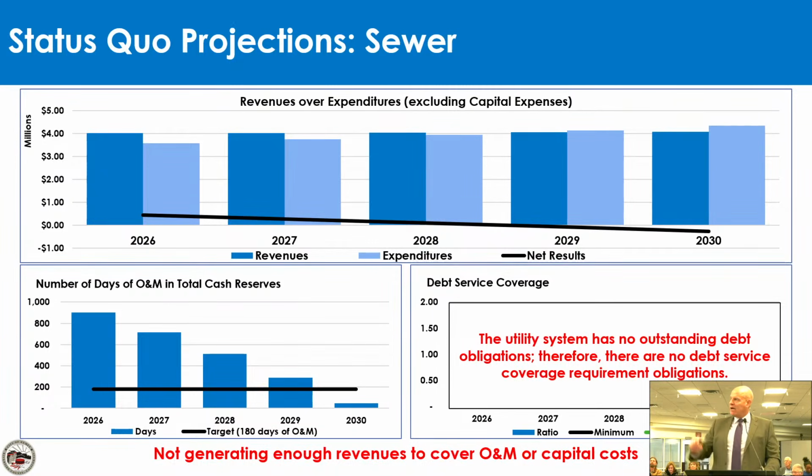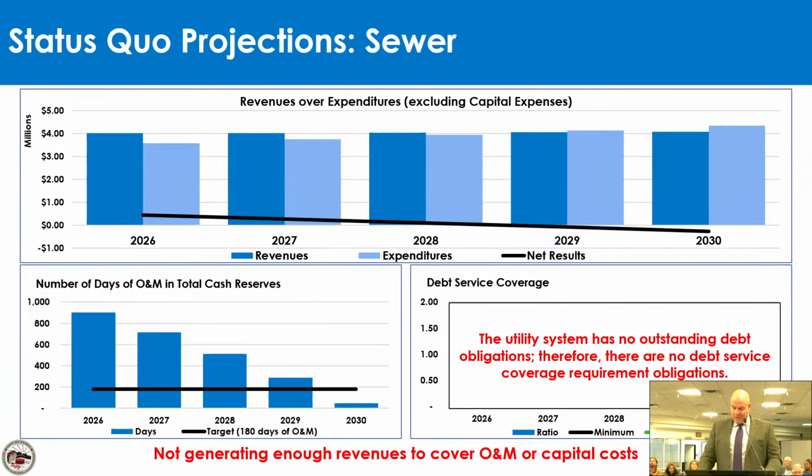That solid black line indicating net results, again, swings negative by year 4. And then similarly on the bottom left, you see, similar to water, the cash balance declining. We have a nice balance to start with, about 8.8 million. By year 5, that's exhausted. The goal, again, is to have 180 days of operating costs held in reserve. That's about $1.7 million. And by year 5, that's mostly exhausted.